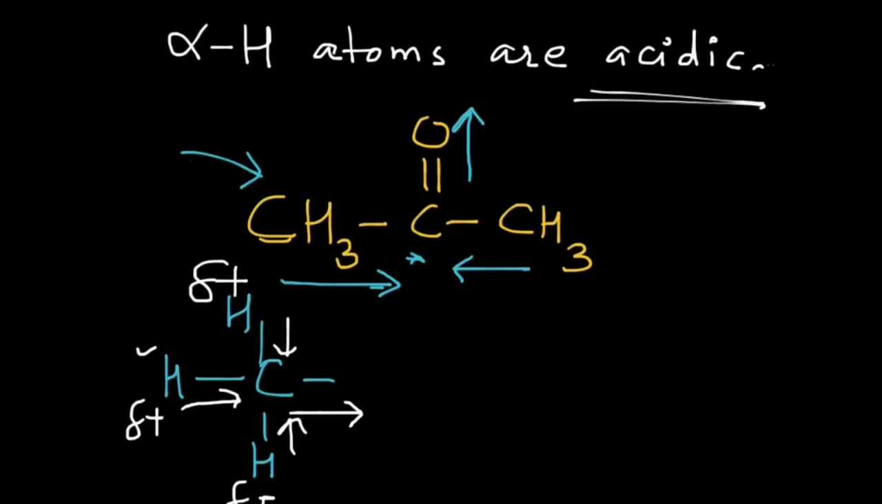That is because the carbon atoms next to the carbonyl carbon are called alpha carbons, and any hydrogen attached to the alpha carbon is known as alpha hydrogen. In this example, we have 3 and 3, 6 alpha hydrogens. So the reason behind tautomerism is alpha hydrogen atoms are acidic. Let's see what that does.